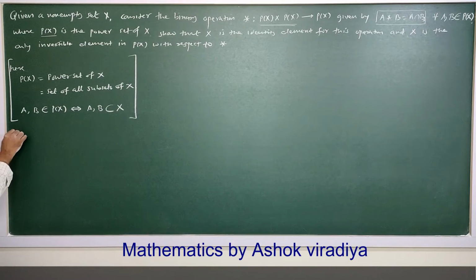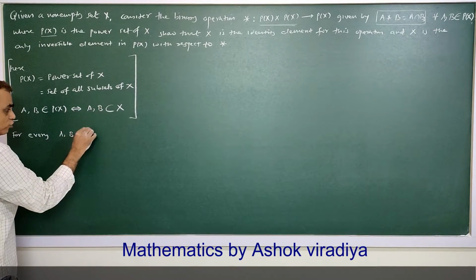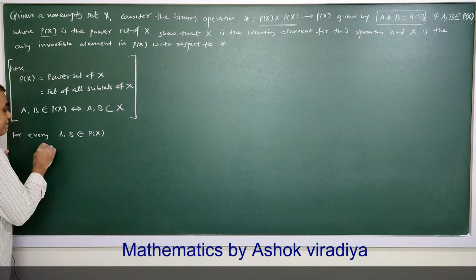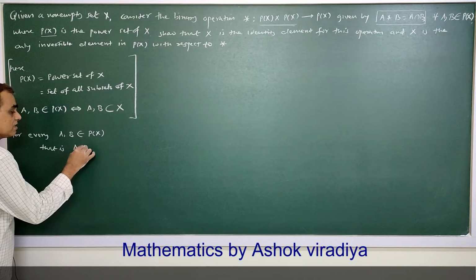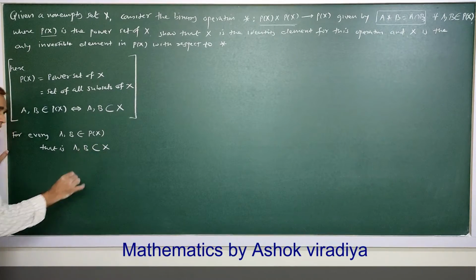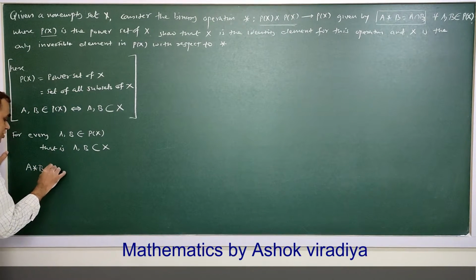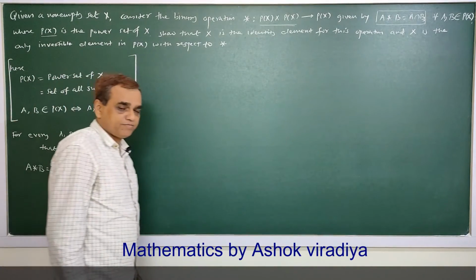For every A, B belonging to the power set of X, that means for every A, B which are subsets of X, A star B is defined as A intersection B. Intersection is the operator here.